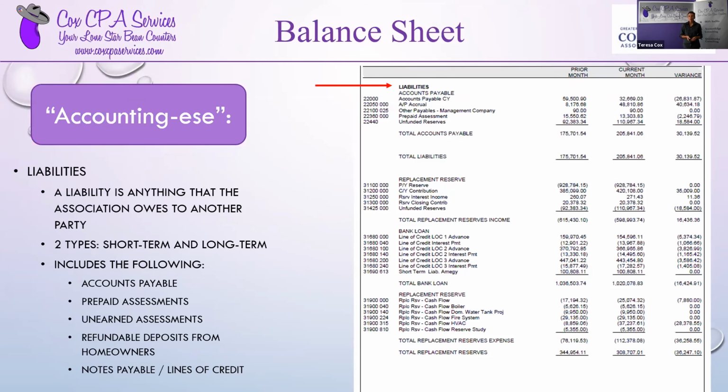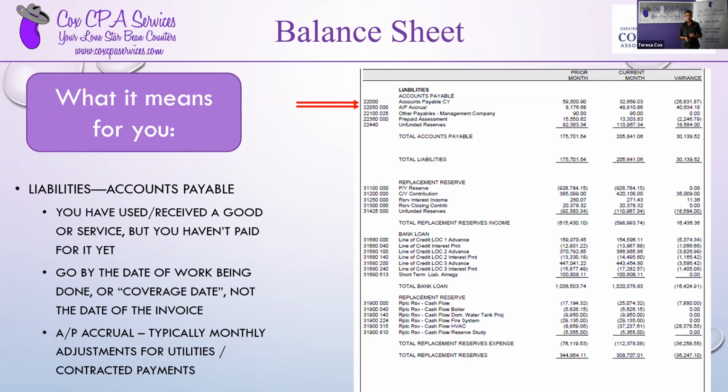All right, so then the next section is liabilities. Okay, so for more accounting terms, liabilities is anything that the association owes to another party, and it could also be short-term or long-term. And there's some examples, but let's go through and see what it means to you.